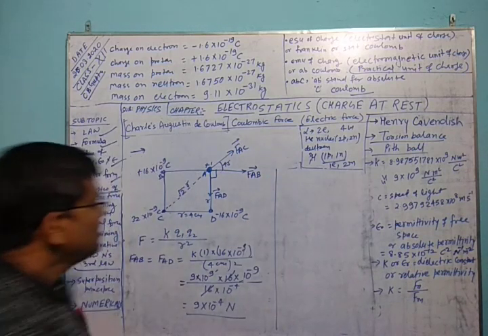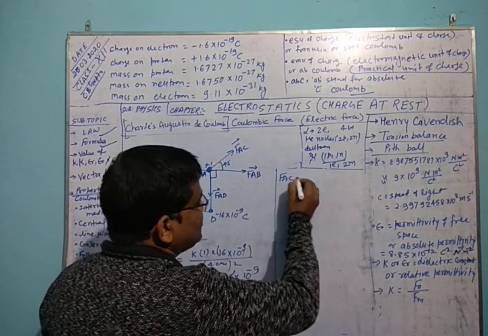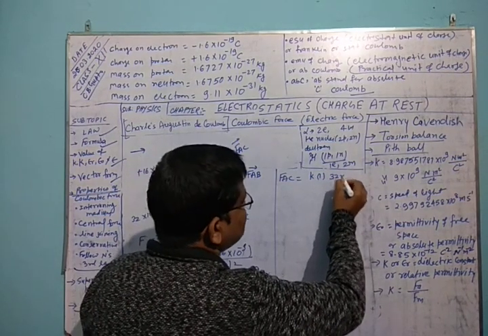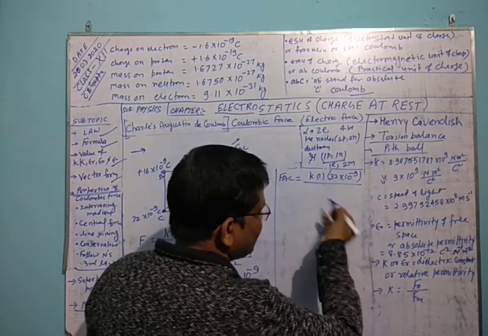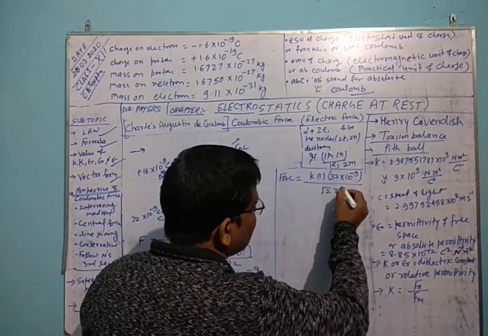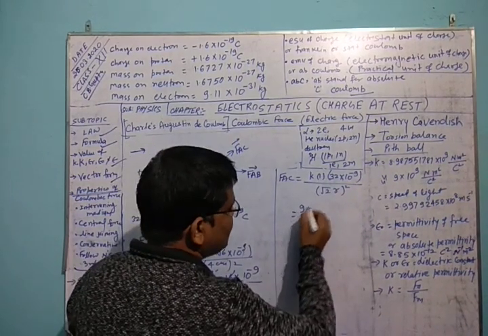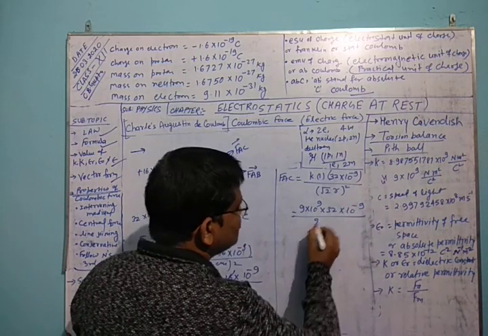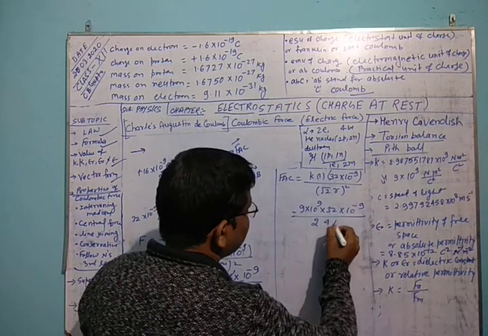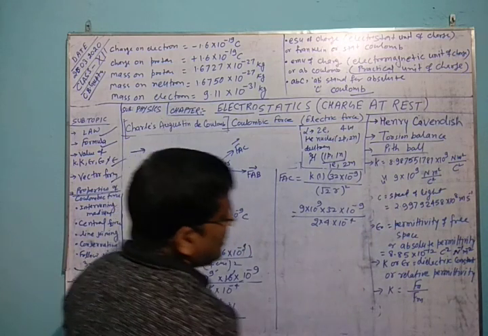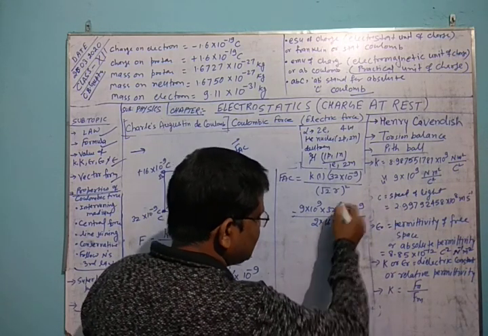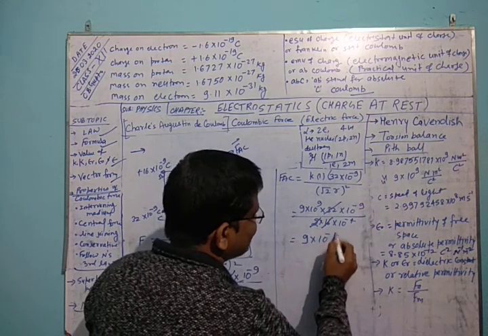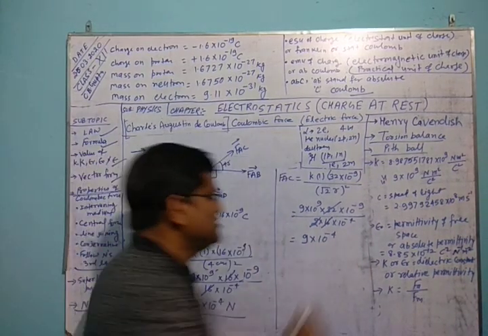Now the force is FAC. FAC is a little bit different because the distance is different. Then k, Q1 is similarly 1, and Q2 is 32 into 10 to the power minus 9, divided by root 2 r whole square. So k is 9 into 10 to the power 9, and this one is 32 into 10 to the power minus 9 by 2 r square, where r square is 4 into 10 to the power minus 4. Then 32 and 16, 2 cancel out, and 9 and 9 again cancel out. It becomes again 9 into 10 to the power minus 4. This force and this force are equal.